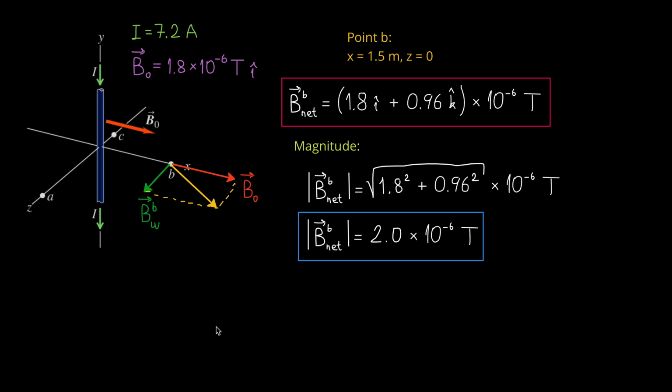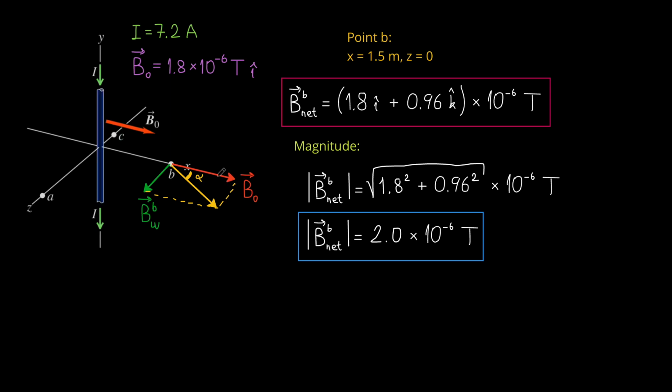We can use the parallelogram method to add the two vectors vectorially. And this is what it looks like. The yellow arrow represents the overall net magnetic field vector at point B. That's the sum of the two components. Now let's find this angle right here. I'm going to call it angle alpha.